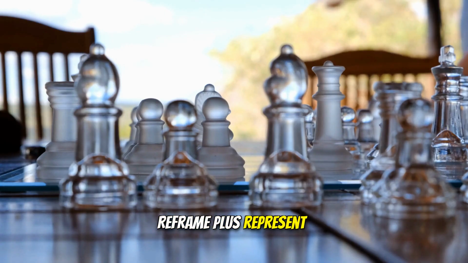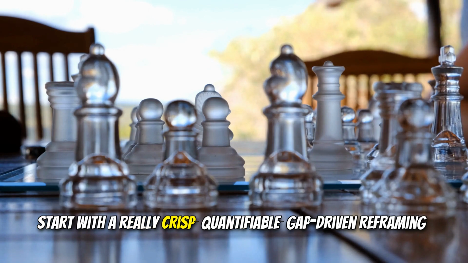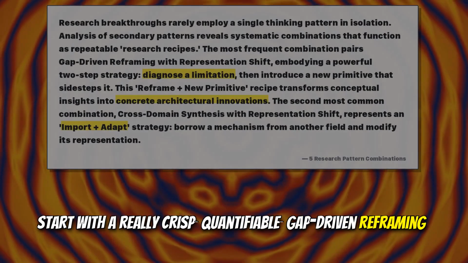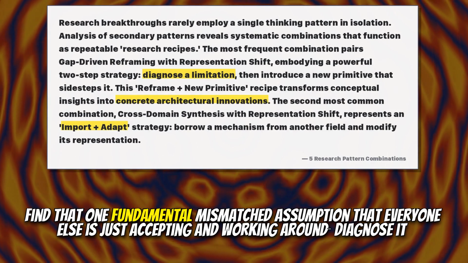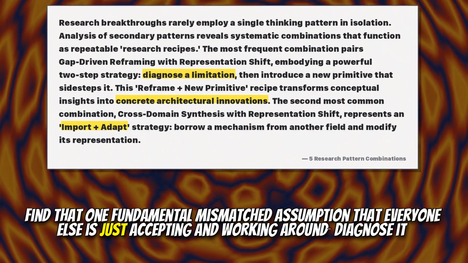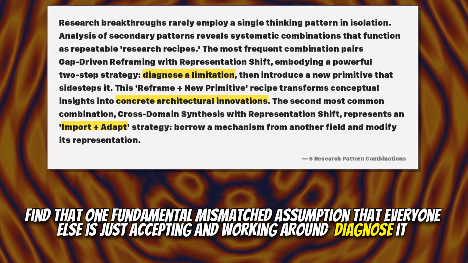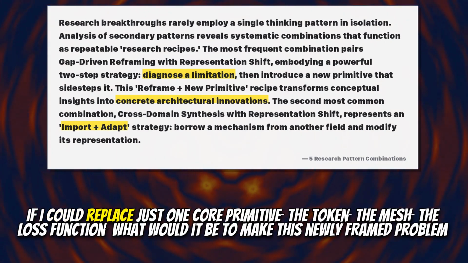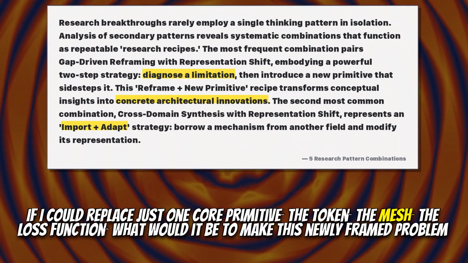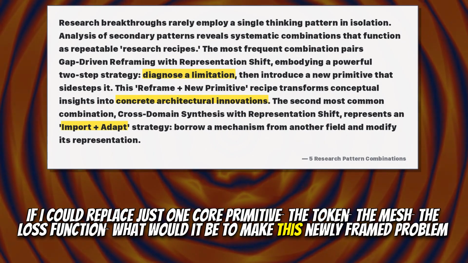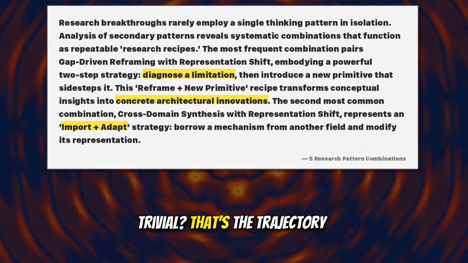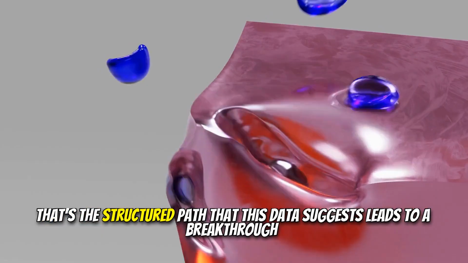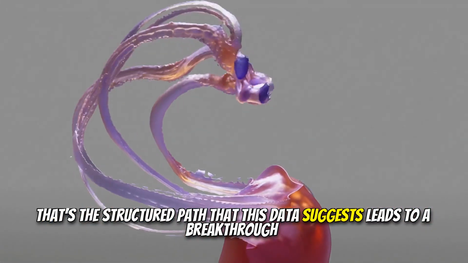Reframe plus represent. Start with a really crisp, quantifiable, gap-driven reframing. Find that one fundamental mismatched assumption that everyone else is just accepting and working around. Diagnose it. And then the second you have that diagnosis, you ask the most important question. If I could replace just one core primitive, the token, the mesh, the loss function, what would it be to make this newly framed problem trivial? That's the trajectory. That's the structured path that this data suggests leads to a breakthrough.